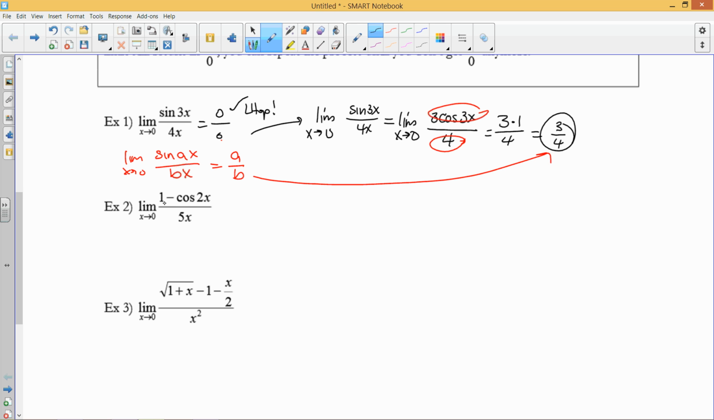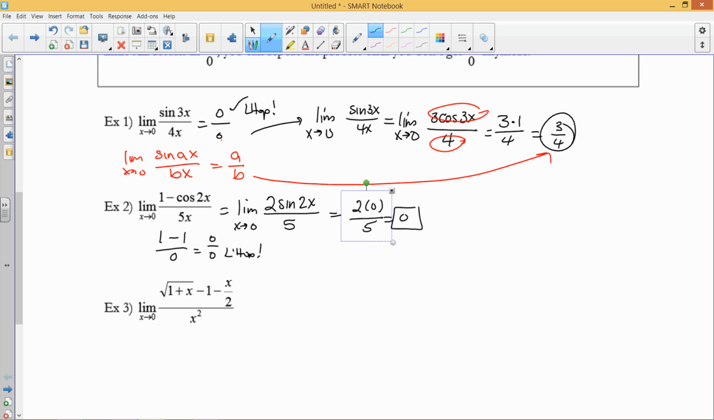The limit as x approaches 0 of 1 minus cosine 2x over 5x. All right, I'm going to plug in 0. I'm going to get 1 minus 1 over 0, which is 0 over 0. So we're going to do L'Hôpital. So the limit as x approaches 0 of this first thing is equal to the limit as x approaches 0 of the derivative of the top and the derivative of the bottom. The derivative of negative cosine 2x is going to be positive 2 sine 2x, and the derivative of 5x is 5. Now when I plug in 0, 2 sine 2x is going to be 2 times 0 over 5, which is 0. And there's your limit.